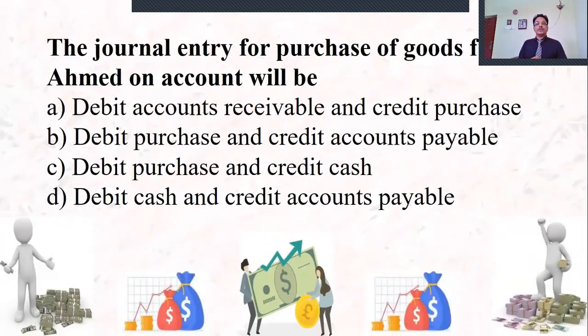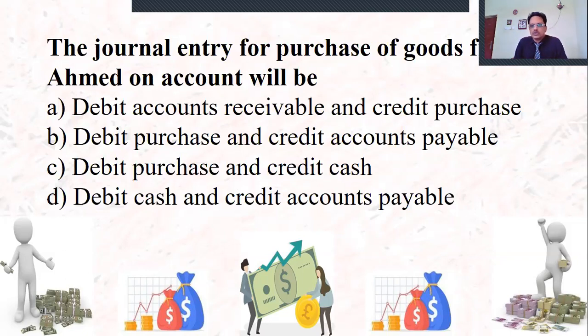So the journal entry for purchase of goods from Ahmed on account. We have done many transactions like that. For purchase of goods, you have to debit the purchase account. For purchase of any asset, machine, building, plant, furniture, fixtures, vehicle, anything you buy, that asset account will be debited, and if it is on credit, accounts payable will be credited. Here, if you buy goods on credit, debit purchase account and credit accounts payable.